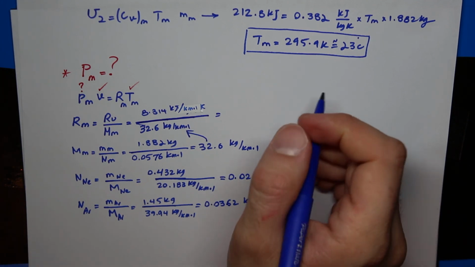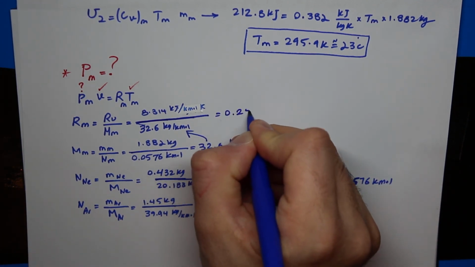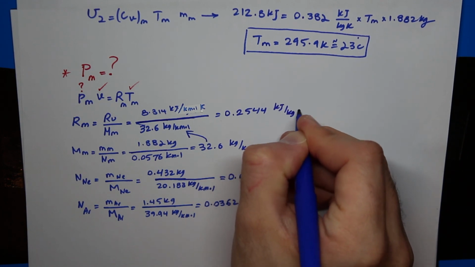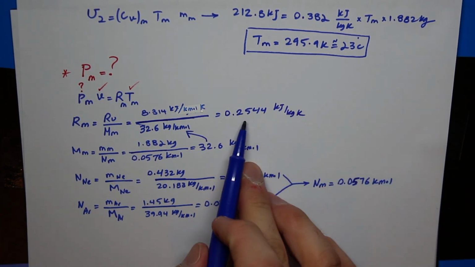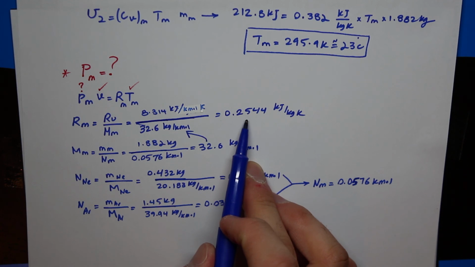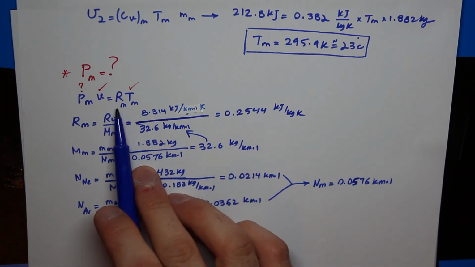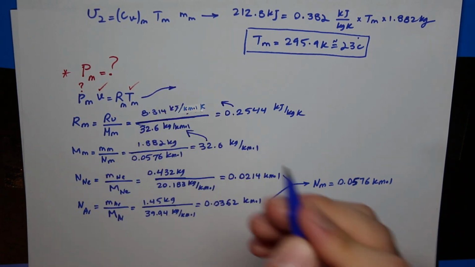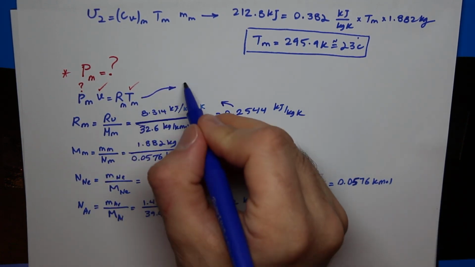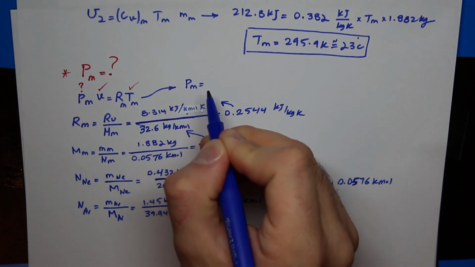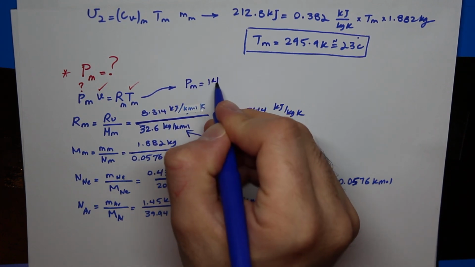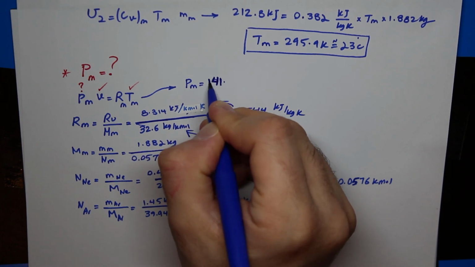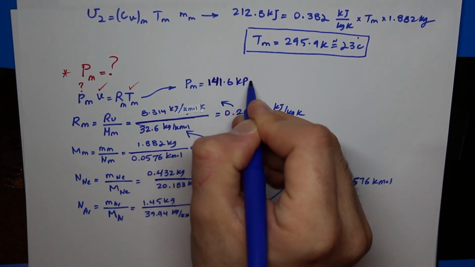So that gives me Rm of 0.2544 kilojoule per kilogram Kelvin. So this is the gas constant of the mixture. So this is this Rm that I have. So this goes up, and then I can solve for Pm. And the Pm is going to be equal to 141.6 kPa.